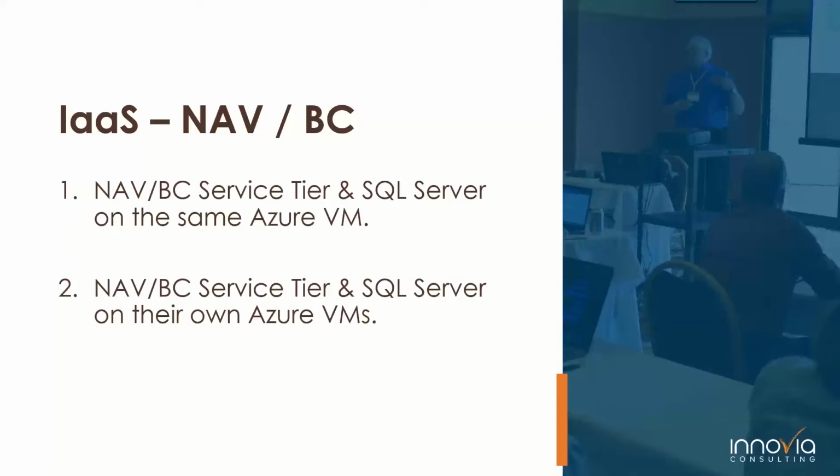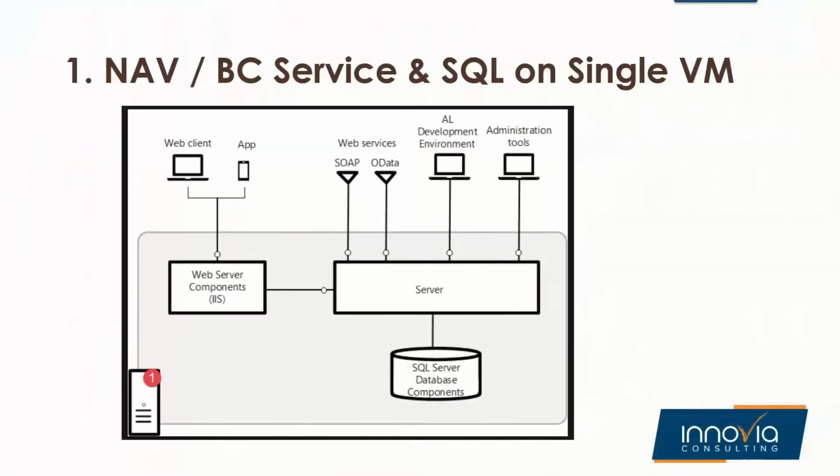So the two deployment scenarios that you have are: first, your NAV and Business Central service and your SQL Server and database can all be on the same Azure virtual machine. The second deployment model, your NAV and Business Central service and your SQL Server, can be on their own Azure virtual machines. So what does that topology look like?